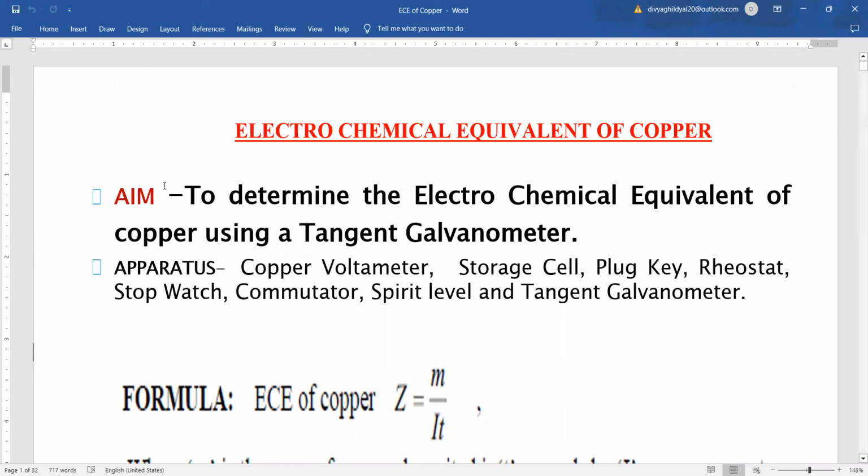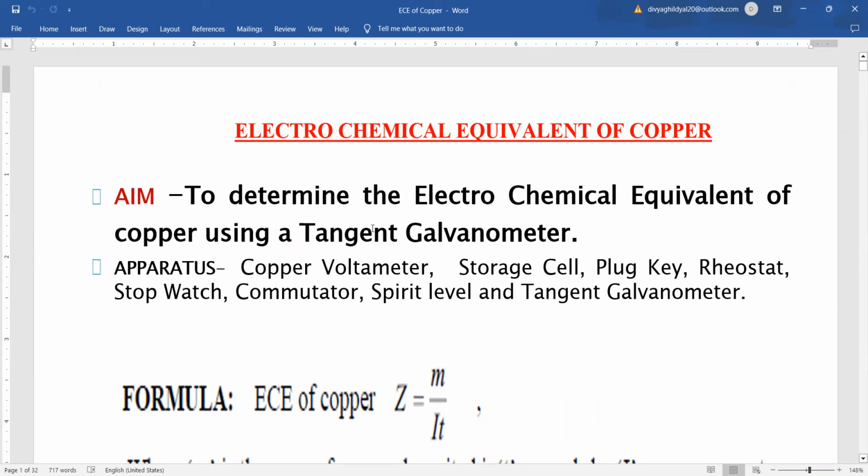Let us begin. What have we to do in this experiment? The aim is to determine the electrochemical equivalent, in short ECE, of copper material. You have to use a tangent galvanometer, that means a galvanometer which is based on law of tangent.